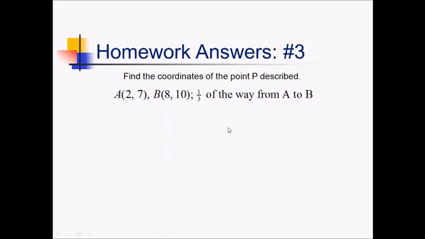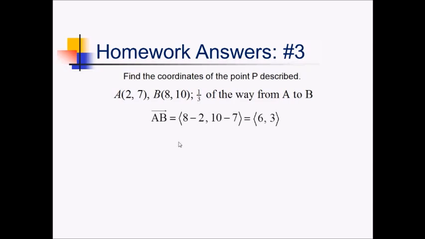For this problem, we're trying to find the point that is 1/3 of the distance from point A to point B. So we're going to start by finding the directions to get all the way from A to B, the component form of this vector. We'll do the x's and the y's separately, just subtract b minus a. So we've got 8 minus 2 for the x values, 10 minus 7 for the y values, giving us a component form of 6, comma, 3.